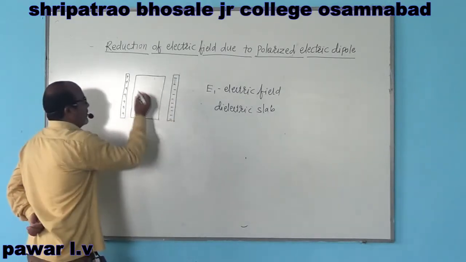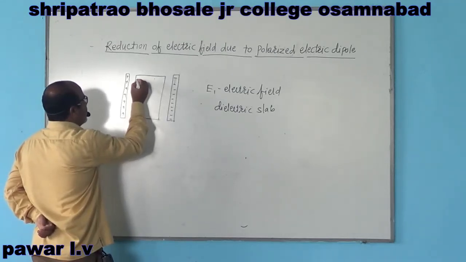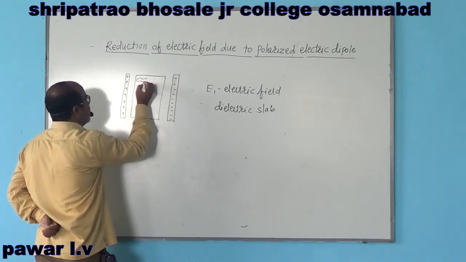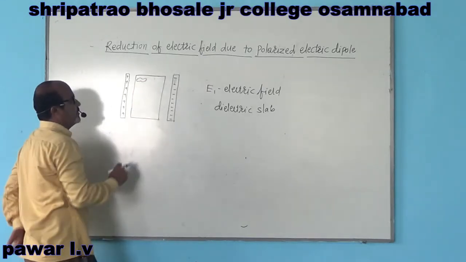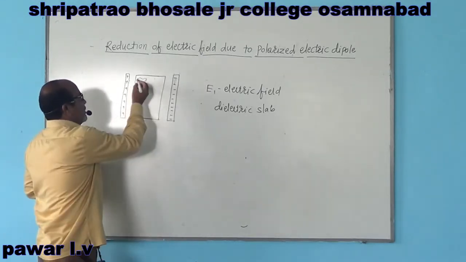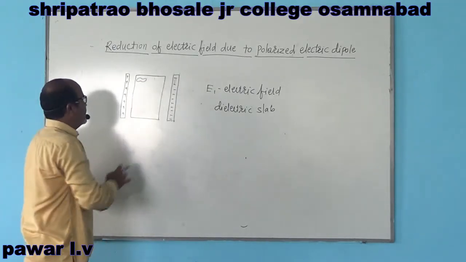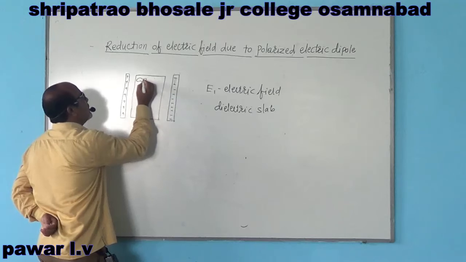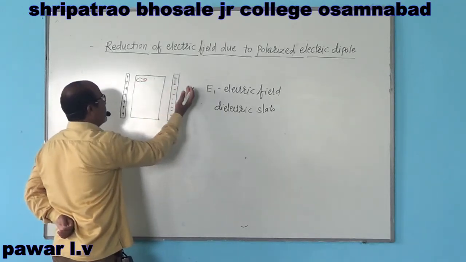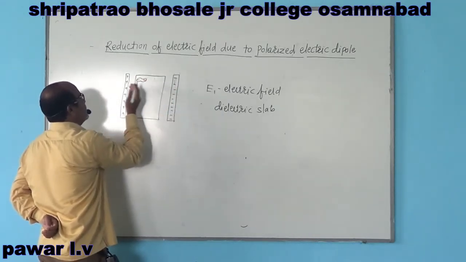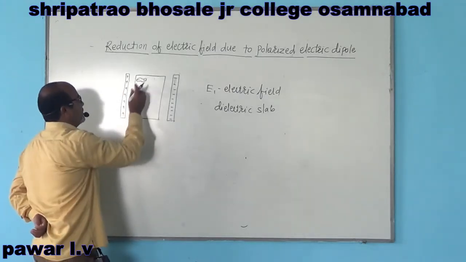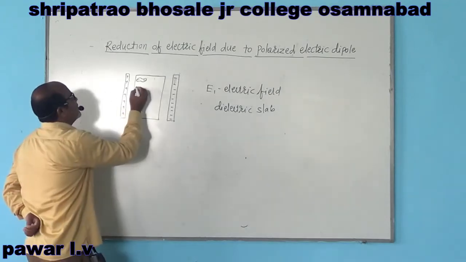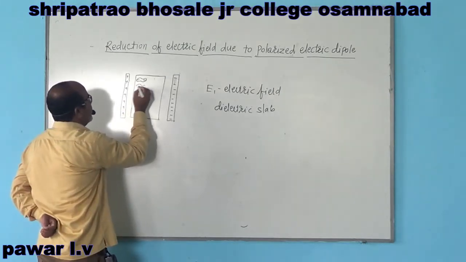And small electric dipole moments are produced in it. These are like this. The positive charge of dipole will be towards the negative plate, and negative charge is towards positive plate. This is a molecular dipole. Such dipoles are produced due to effect of field.